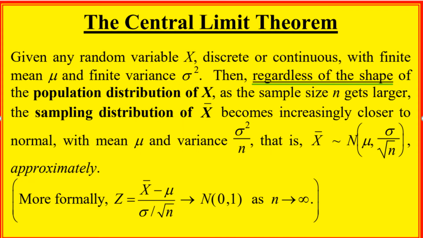Regardless of the shape of the population, it need not be a normal distribution. The population can be from any distribution, but if the sample size n is large, then the sampling distribution of the mean x bar will follow a normal distribution with the same mean as that of the population, but the standard deviation varies, which is sigma by square root of n.